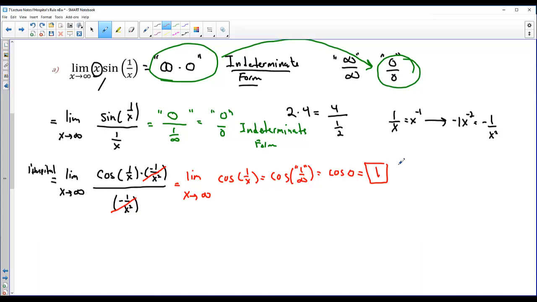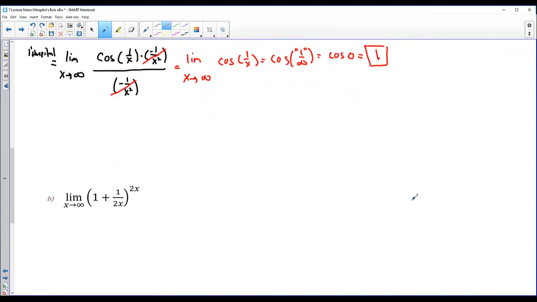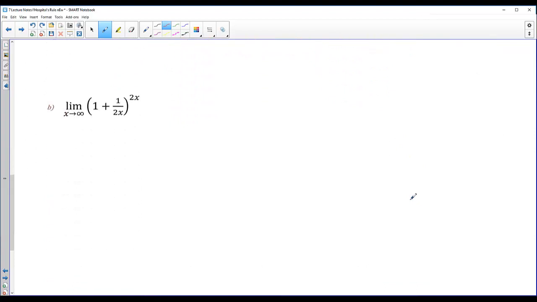All right, so let's look at another example. Now these are new ones. We didn't do these at the beginning. They're a little bit trickier. So let's look at this one. So let's plug in infinity so you can see what happens. Let's go kind of slow on this one.